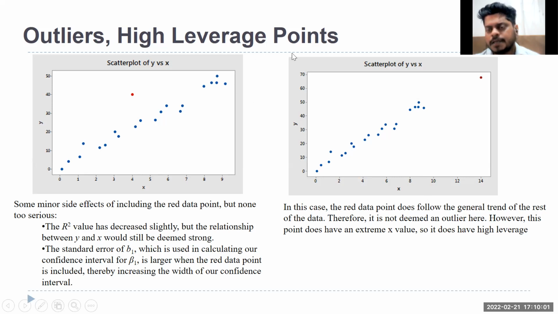Then there is something called a high leverage point. A high leverage point is something which, according to your regression line, your trend line, has a significantly different independent variable value, right? So just look into this scatter plot and see the difference. In this particular case, what has happened? In the left part of the scatter plot, for similar x values, I have one outlier. If I look at the x value of 4, I have a value which is in line with my regression line.